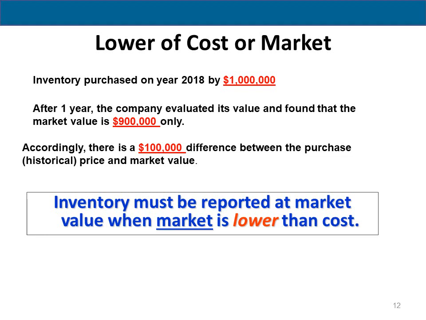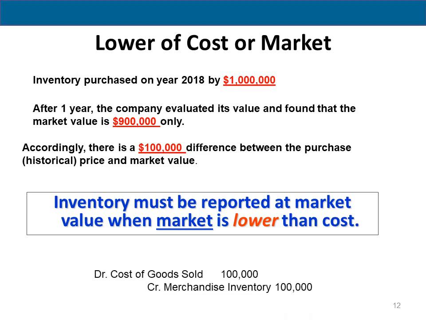So the company will have to prepare this adjusting entry in order to adjust the recorded price of the inventory. So it will record a decline in the merchandise inventory of 100,000. So it will credit merchandise inventory by 100,000 and will treat this 100,000 as part of the expenses, a part of the cost of goods sold. So it will increase, or debit, its cost of goods sold by 100,000. This is the rule of lower of cost or market value, which the company will have to apply in order to follow the accounting principles.